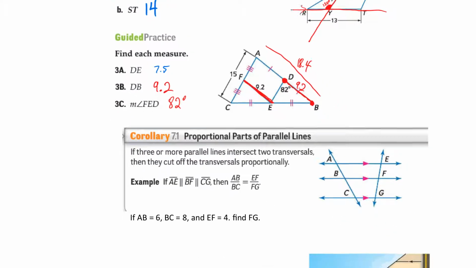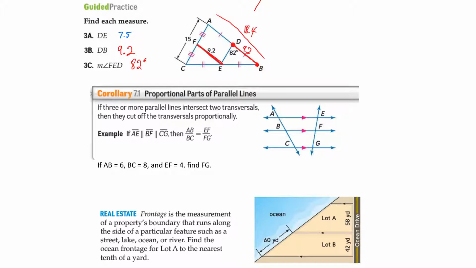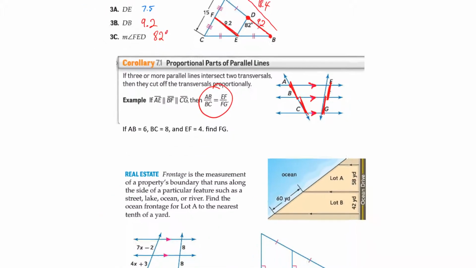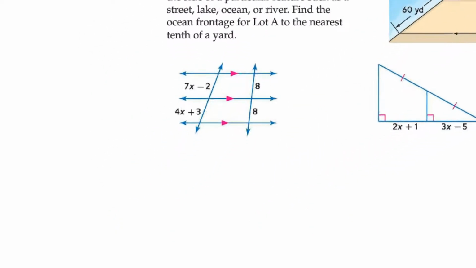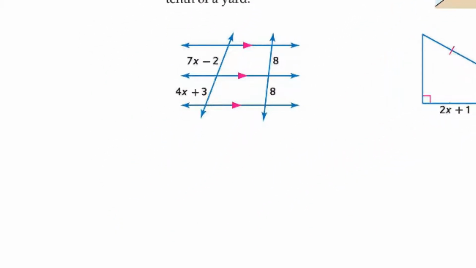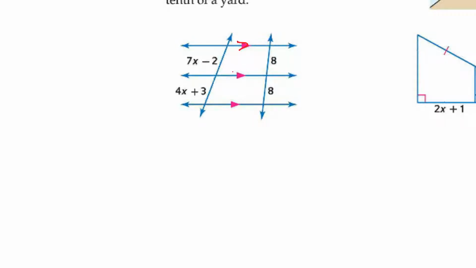Okay? Now this last part, proportional parts of parallel lines, this is really the exact same thing as it is with the triangle. When you have these lines that are parallel, it says that it splits those proportionally. So you can see AB is to BC as EF is to FG. All right, so let's drop down to this one right here.